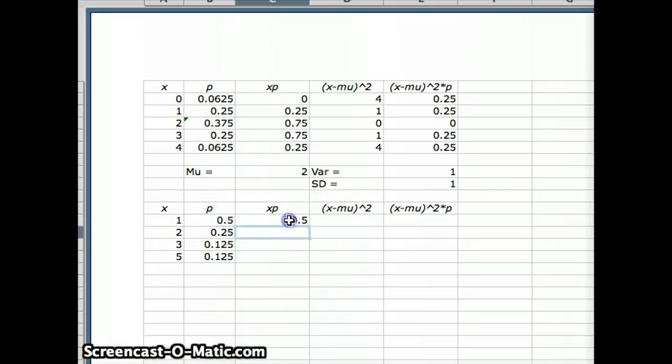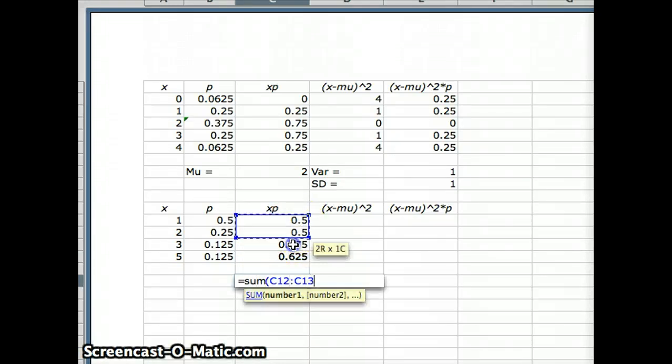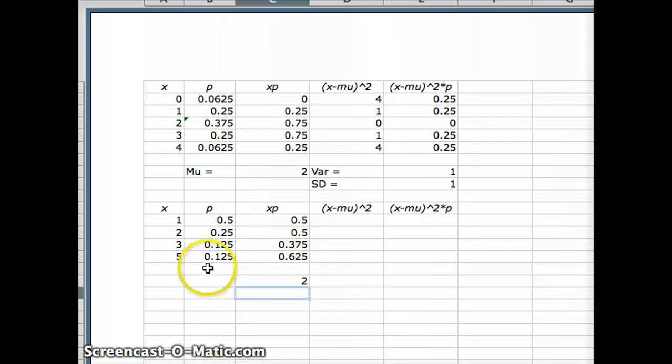And then add all those together, so we'll autofill first. Sum them. Equals the sum. And we have 2. So our mean, mu, equals 2.